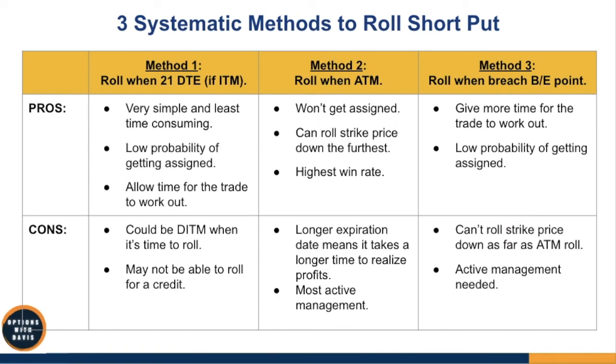Now the con of this is that you can't roll the strike price down as far as the at-the-money roll. Again, as I mentioned earlier, at the money gets the most extrinsic value, so you get a lower strike price when rolling compared to this. And you need active management as well. So you have to always monitor when it hits the break-even point, then you start to roll.